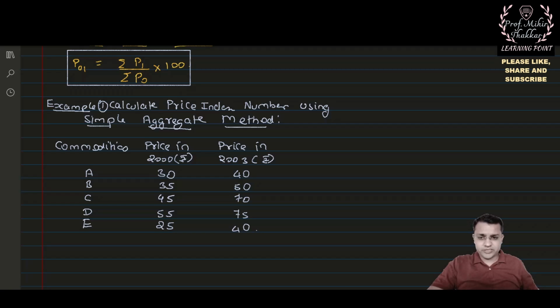So when commodities are given to us along with their corresponding prices in 2000 and 2003, I have to understand that the smaller year is the base year. So this is my P0 value. The greater year is the current year. So this is my P1 value. As per the formula, I require summation P1 upon summation P0. So all these prices of the base year have to be added, and the prices of the current year also have to be added. When you add this, you will get summation P0 equal to 190, and summation P1 as 275.